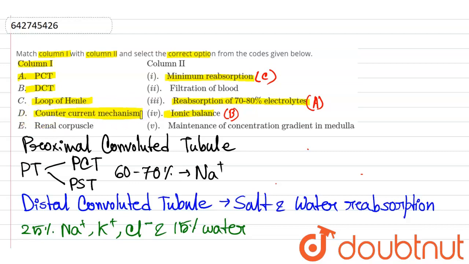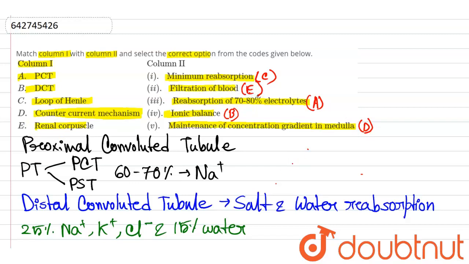So the counter current mechanism or counter current exchange is a U-type counter current exchanger, and it may have two functions: trapping the solutes within the system by transferring of the solutes from the ascending to the descending limbs, and preventing water from entering the system by short circuiting from the descending to the ascending limb. And thus the counter current mechanism helps in maintaining the concentration gradient in medulla. So this is option D. And lastly, the renal corpuscle will obviously be filtration of blood. So this will be option E.